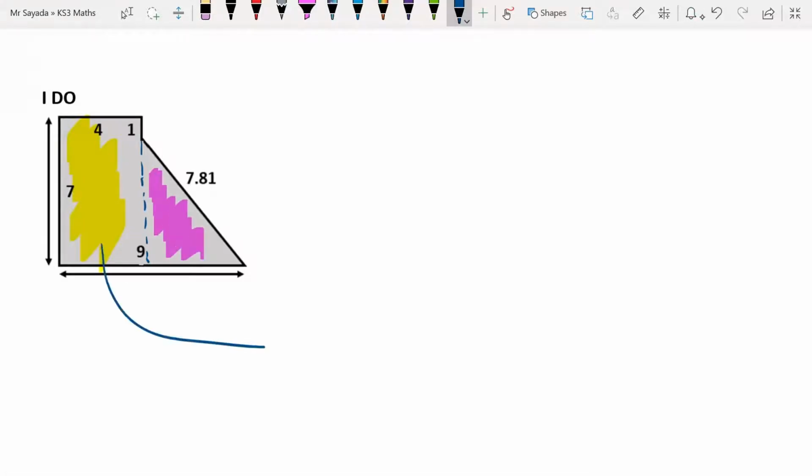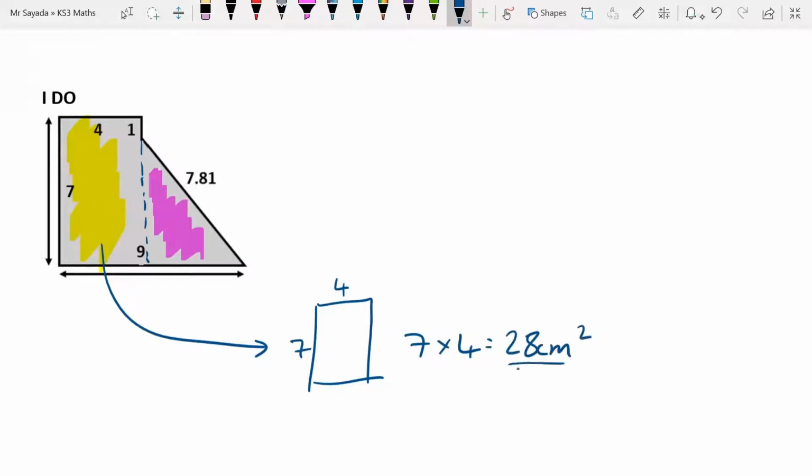Let's start by finding the area of this rectangle. So this rectangle looks like this. This is 4, this is 7. 7 times 4, 28 centimeters squared. The triangle is a bit harder because to find the area of the triangle, I firstly need to work out what the base and the height are. So let's think about it.